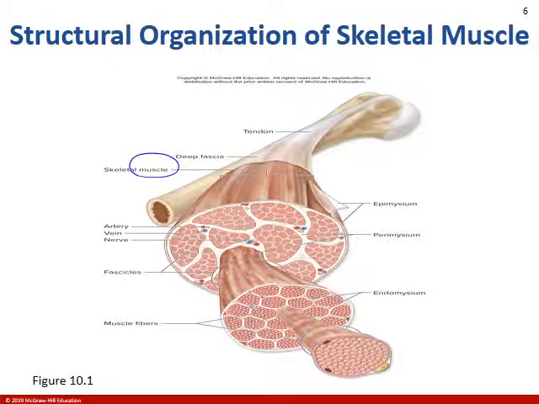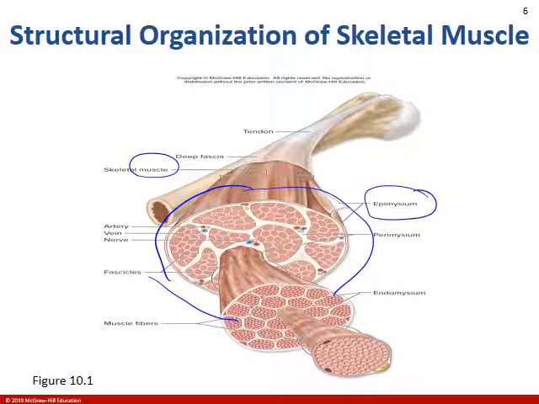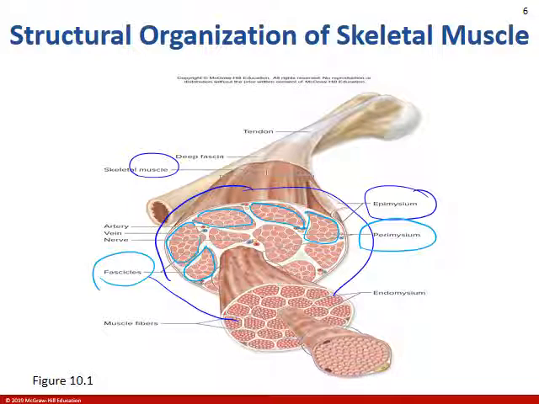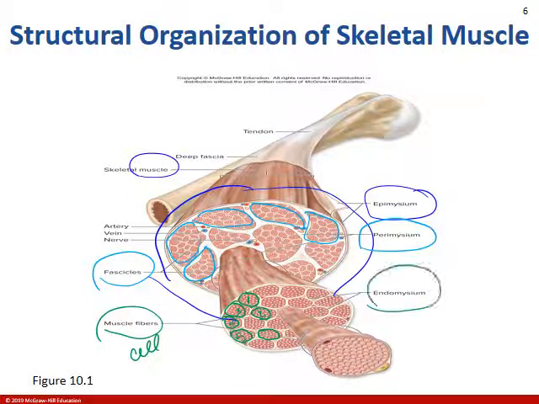So here we have skeletal muscle. This entire structure here is one skeletal muscle. The skeletal muscle is wrapped in epimysium. Then we have fascicles, and each of these that I'm circling, these are bundles, and these bundles are wrapped in perimysium. Then inside of a fascicle, we have individually wrapped muscle fiber cells. So here's a muscle fiber cell, 1, 2, 3, 4, 5, and they're wrapped in endomysium.